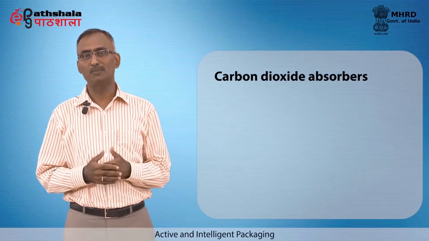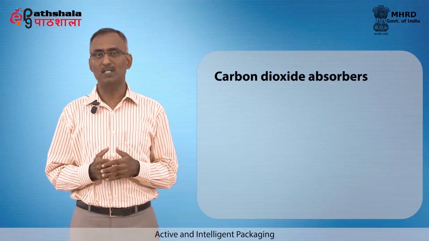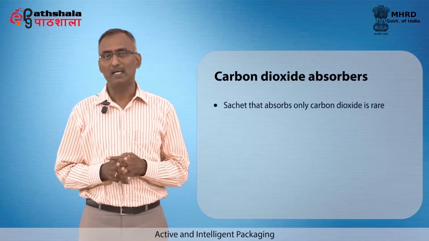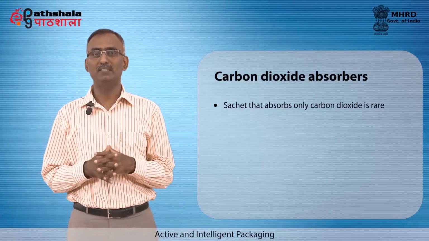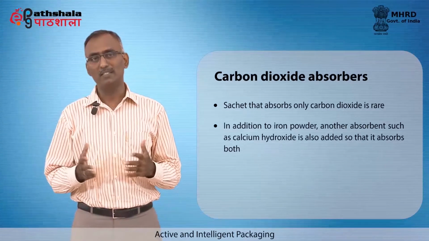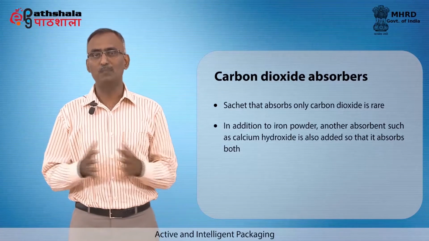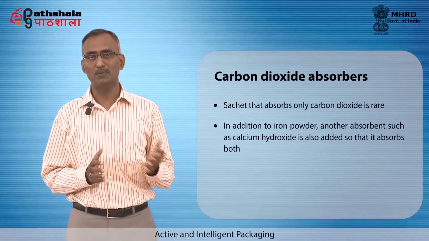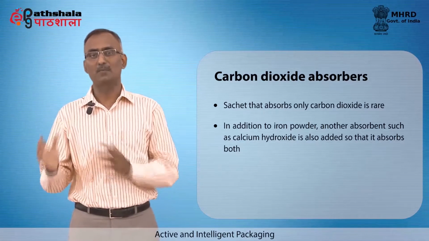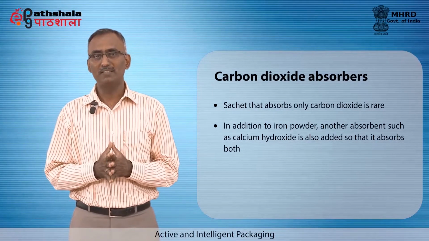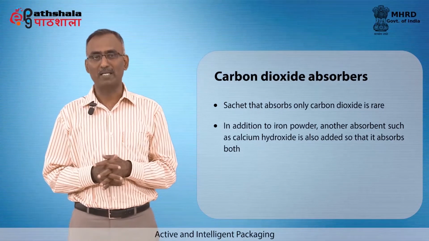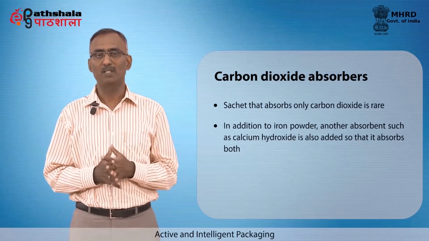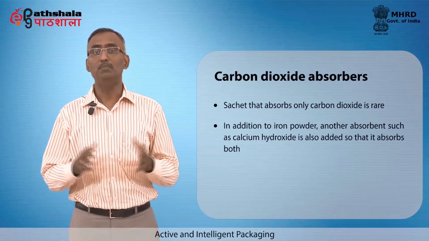Next is carbon dioxide absorbers. Similar to oxygen absorbers, carbon dioxide absorbers are also available. But in practice, a sachet that absorbs only carbon dioxide is rare. So, in addition to iron powder, another absorbent such as calcium hydroxide is also added so that it absorbs both oxygen and carbon dioxide. Carbon dioxide is a problem in roasted coffee packages. This type of absorber will eliminate this problem. Otherwise, the packets may burst.